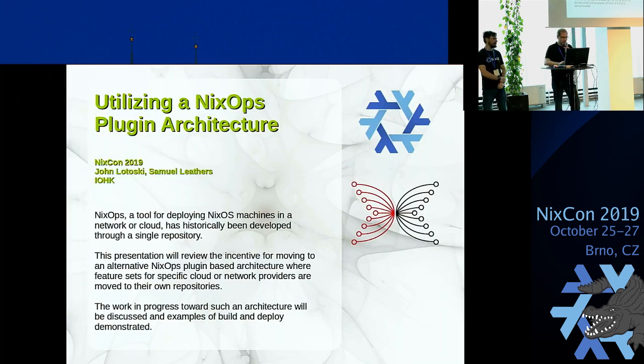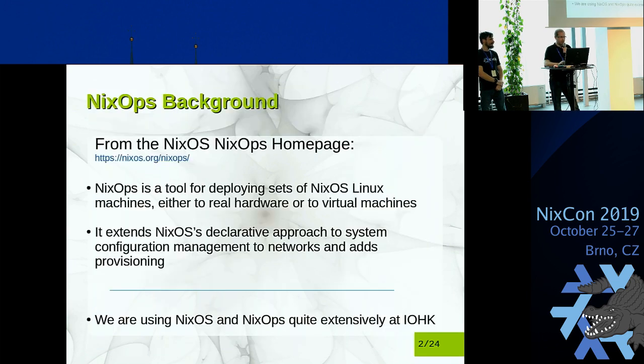Okay, so we'll just go through some of the basics here to start with. For those of you who don't know, NixOps is a tool for deploying sets of NixOS Linux machines, either to real hardware or virtual machines. It extends NixOS's declarative approach to system configuration management to networks and adds provisioning. And as Sam just mentioned, we're using it quite extensively at IOHK.